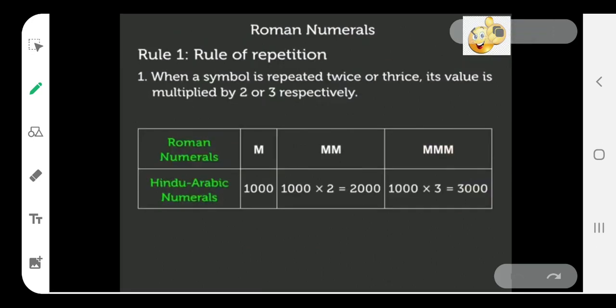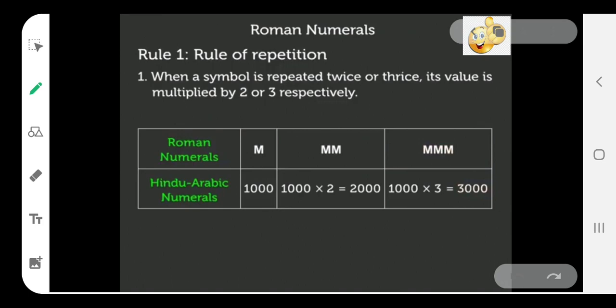First rule, let's see what is there. Rule of repetition. When a symbol is repeated twice or thrice, its value is multiplied by 2 or 3 times. What they are saying, if any symbol, that means any letter which is used in Roman numerals, is repeated twice or thrice, its value is multiplied by 2 or 3 times respectively. Let's see one example, then we will be more clear about this.